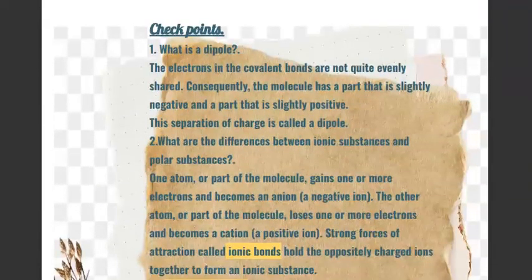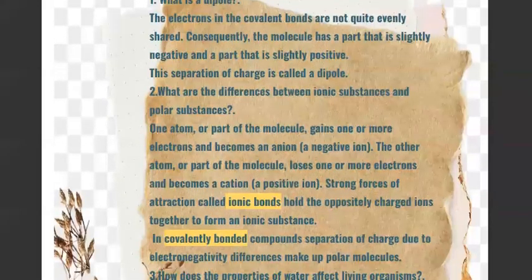Checkpoints. 1. What is a dipole? The electrons in the covalent bonds are not quite evenly shared. Consequently, the molecule has a part that is slightly negative and a part that is slightly positive. This separation of charge is called a dipole.